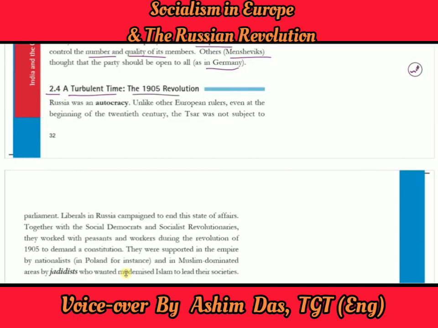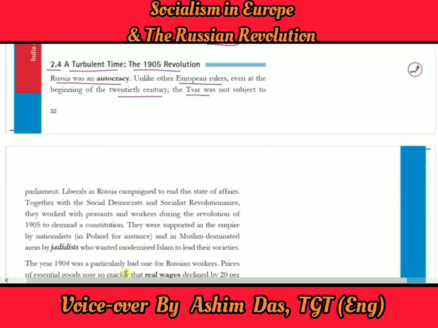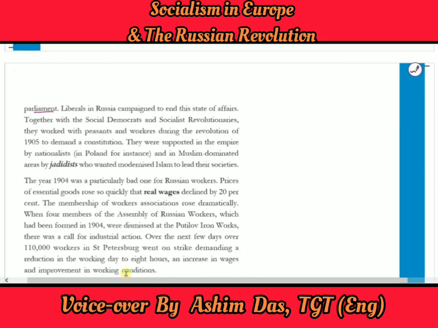Now, Unit 2.4, a turbulent time, the 1905 revolution. What happened during that time? Russia was an autocracy, ruled by certain powerful people. Unlike other European rulers, even at the beginning of the 20th century, the Tsar or the king was not subject to parliament. The king's rule was divine, or he could do whatever he wanted. He was not to be controlled or asked any question by the members of parliament.